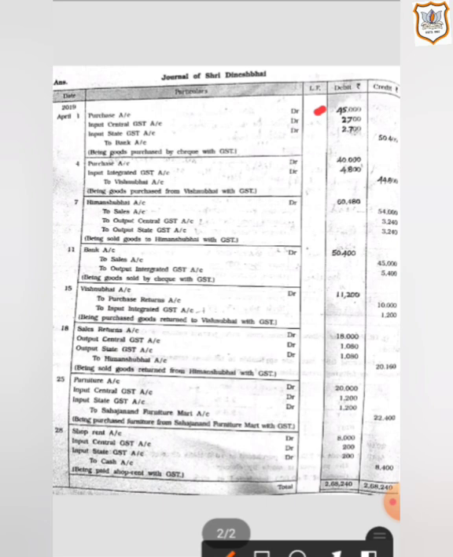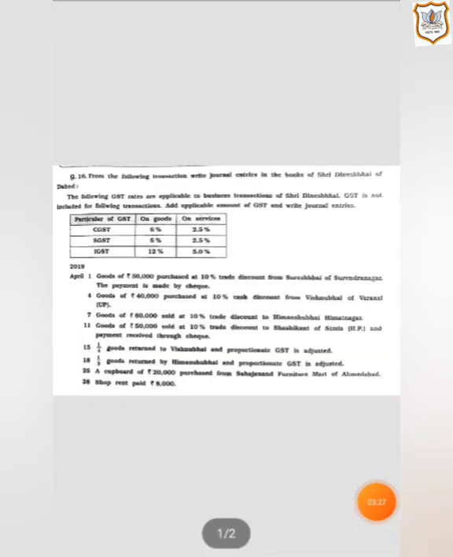So input central GST account will be debited by rupees 2,700 and input SGST account will be debited by rupees 2,700, and bank account will be credited by rupees 50,400. Including CGST and SGST, we made payment by cheque and we gave rupees 50,400. Now let us see the next transaction.